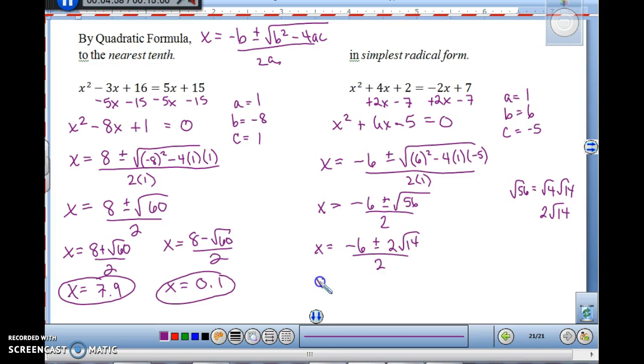Now, I want to split this up into separate fractions, because both of these are being divided by 2. Negative 6 over 2 plus or minus 2 radical 14 over 2. So negative 6 over 2 is equal to negative 3 plus or minus, and then these 2's are going to cancel, leaving radical 14. So remember, this is really two answers: negative 3 plus the square root of 14 and negative 3 minus the square root of 14. So that is your final answer.